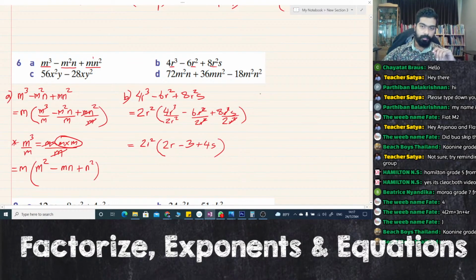Now what I want you guys to do is try and solve question D. So let me write the question down. 72 m square n plus 36 mn square minus 18 m square n square. All right, guys, now try and solve it by yourself. I'll give you maybe 2 minutes, and then we'll see if you guys got it correct. And if you finished it, guys, please type down your answer.